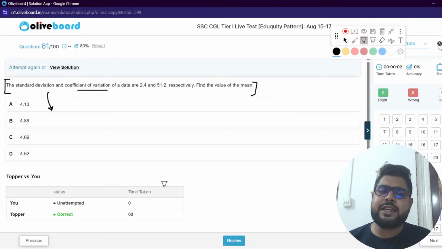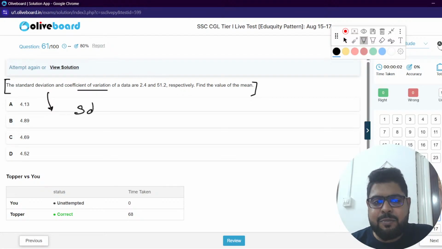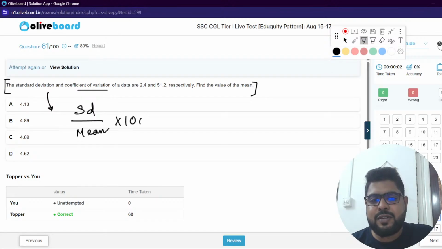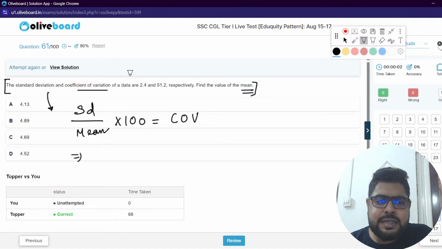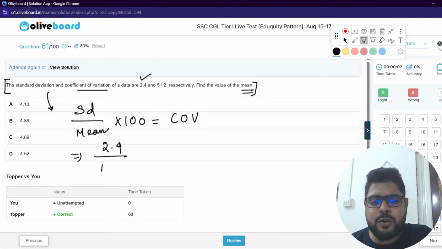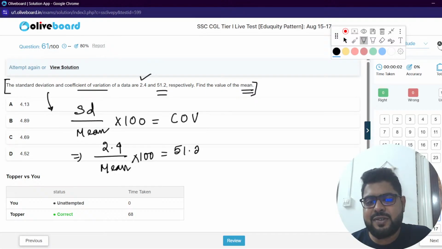Sir, what is the coefficient of variation? SD by mean into 100%, that is the coefficient of variation. Every value they have given except the mean; they are asking for the mean. Standard deviation is 2.4. Mean, I'll figure out. Into 100 equal to coefficient of variation, which is given as 51.2. So they are asking for the mean.